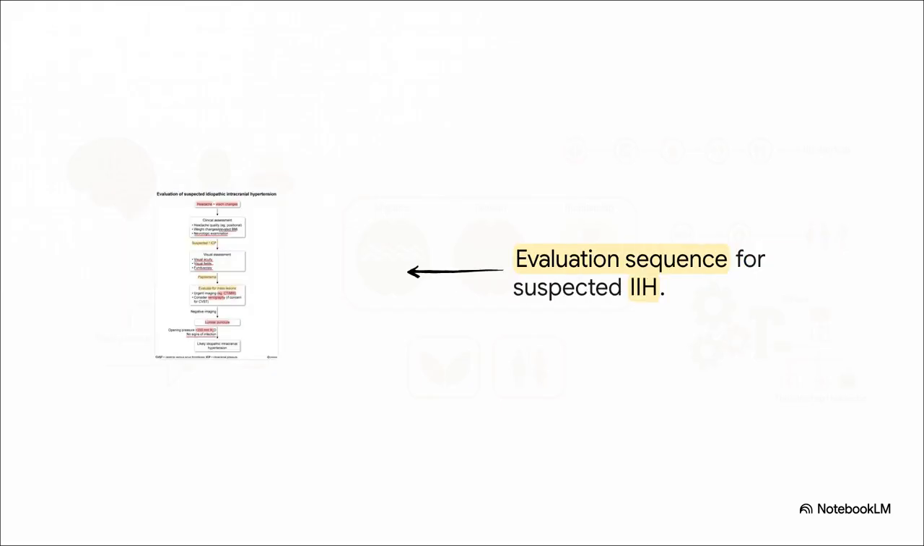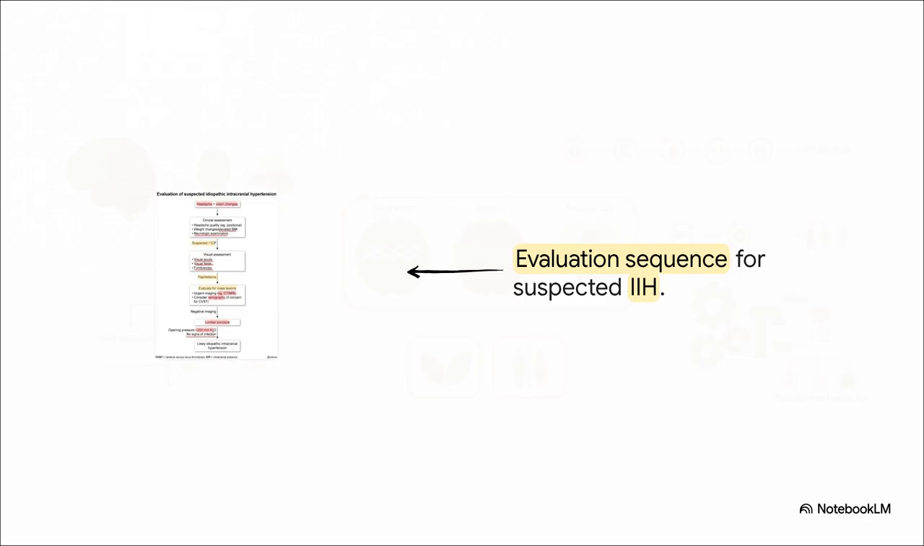Now, the evaluation sequence here is absolutely strict. You cannot just jump straight to a lumbar puncture. First up, you do a thorough clinical and visual assessment. That means checking visual acuity, visual fields, and doing a fundoscopy to look for papilledema. If you do see papilledema, you must get an urgent CT or MRI.